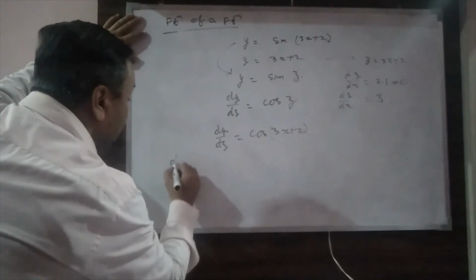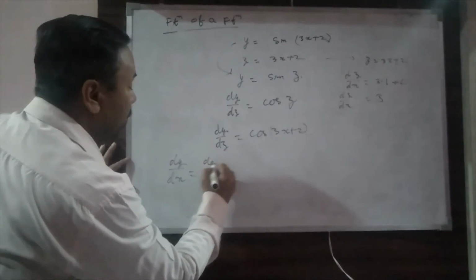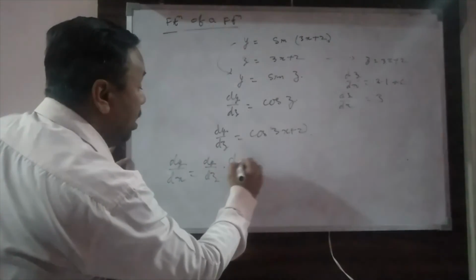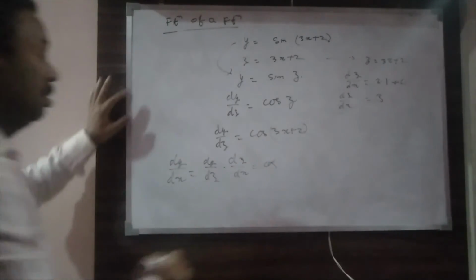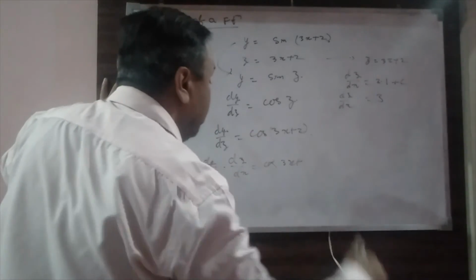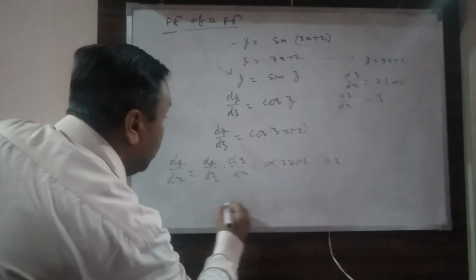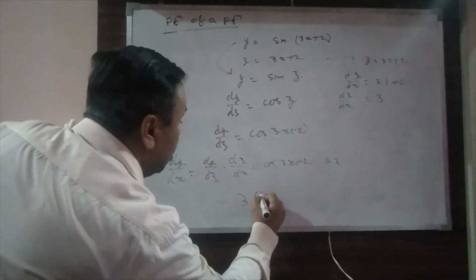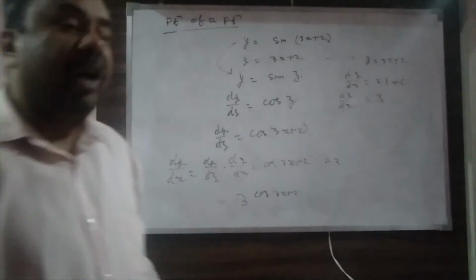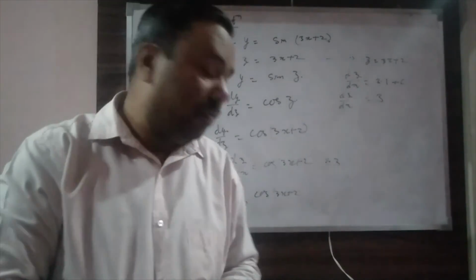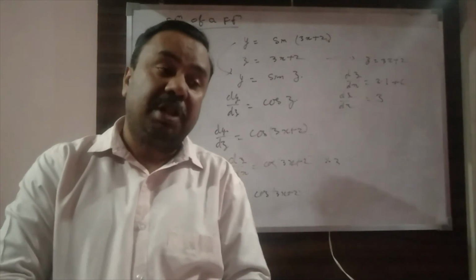Now, if I have to find out dy by dx, that means I have to find out dy by dz multiplied by dz by dx. That is cos of 3x plus 2 multiplied by 3. So this will be 3 times cos of 3x plus 2. This is the way that we can find out the differential coefficient of a function of a function. There is one more part in this chapter which I will be discussing in my next class.